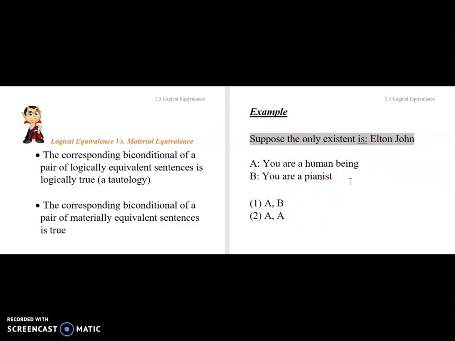All right. So I've got a couple of propositions here, A and B. The proposition A stands for "you are a human being," and the proposition B stands for "you are a pianist." Now, let's just think about this for a second. Here's a pair of propositions, A and B. Here's a pair of propositions, A and A. Now, can you figure out whether this pair of propositions is materially equivalent and whether it's logically equivalent? And likewise, for this pair of propositions, can you figure out whether they're materially equivalent and whether they're logically equivalent? Pause now.